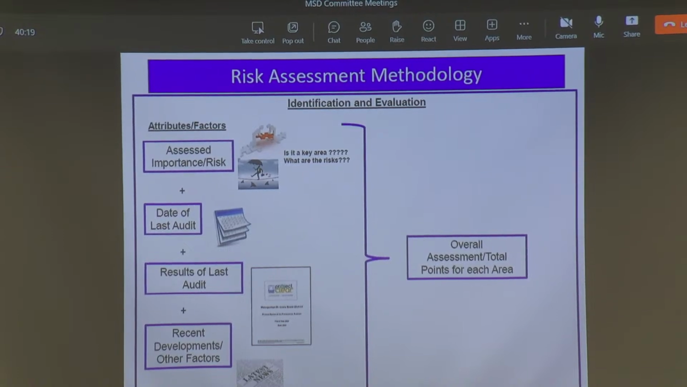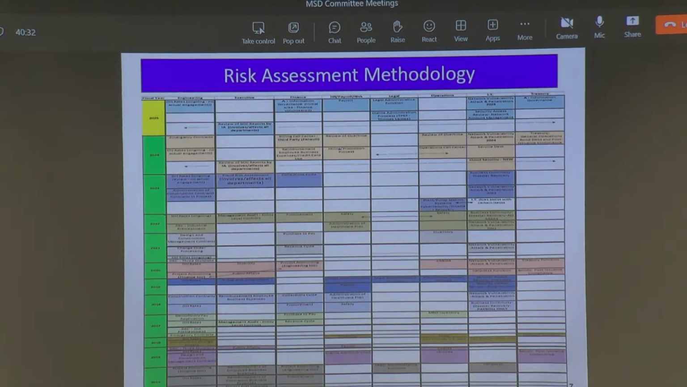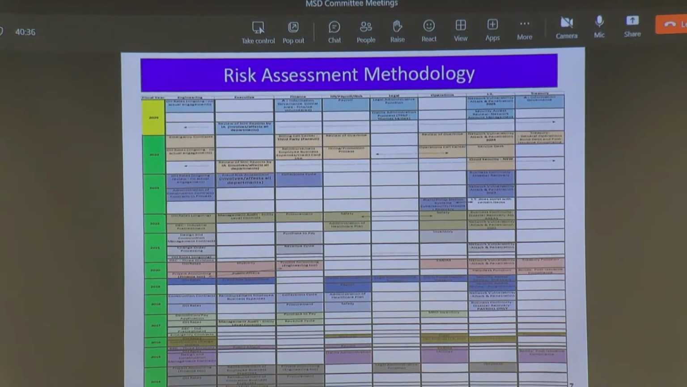Basically, we come up with a total at the bottom of the spreadsheet. It kind of gives our top 10 or 15 audits that we should be looking at every year, and we develop our plan from that. We'll also use this spreadsheet at 7. It just gives you a visual of different areas we've hit over the years under the different departments.